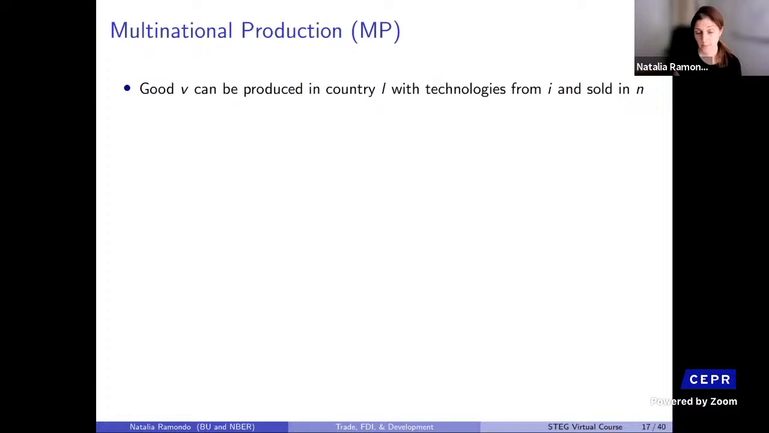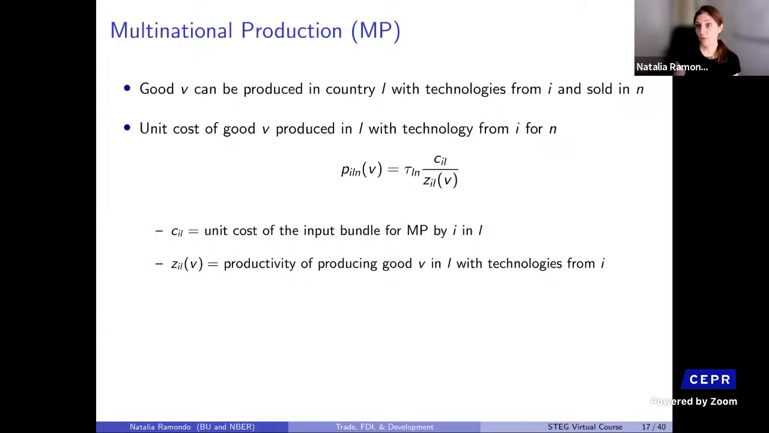So now the unit cost of good v, produced in l with technologies from i to be sold in n, has this form. It's very analogous to what I showed you. We produce at the unit cost of inputs, and I'm going to tell you more about that. Maybe it's il specific. Then we have a productivity for that good v that is not only i specific, but might have something from the location we produce, and then we need to ship that good from l to n. That's why we have the tau. So I'm going to have this triple index price.